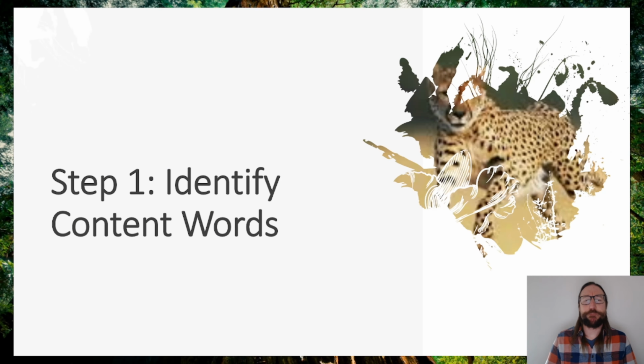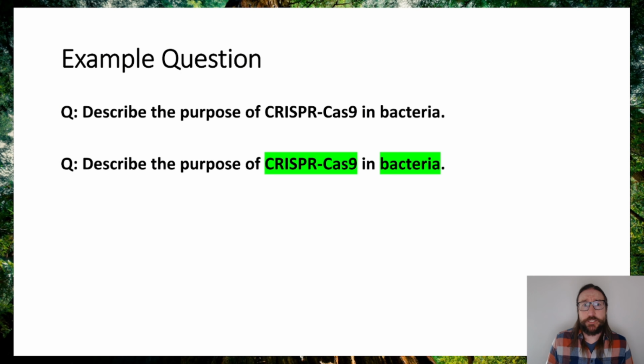Step 1, identify the content words. These are the key words that tell you exactly what information should be in your answer. You'll want to underline them to make sure you've covered all the necessary details. Let's look at an example.